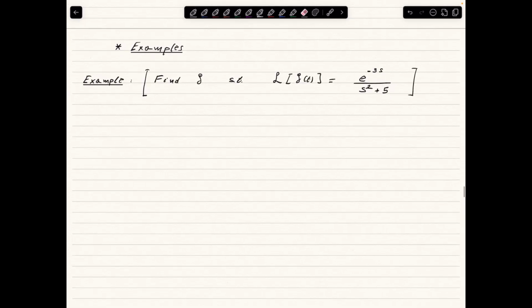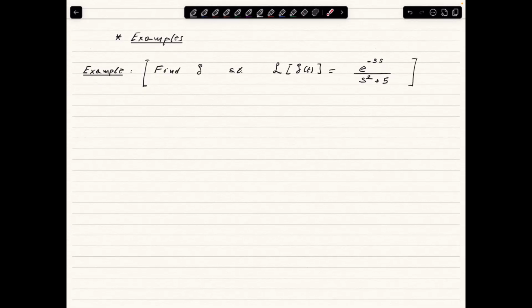Find the function g of t, where the Laplace transform of g is given by this expression here. The new part here is this exponential, so there is a translation property involved somewhere. So, solution.